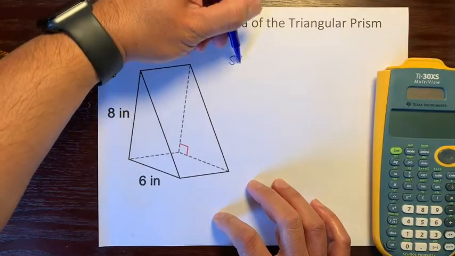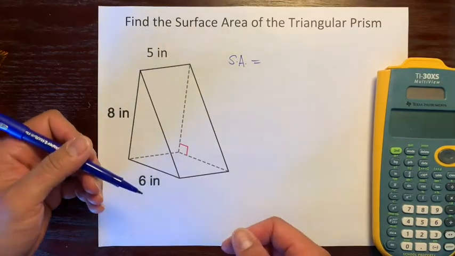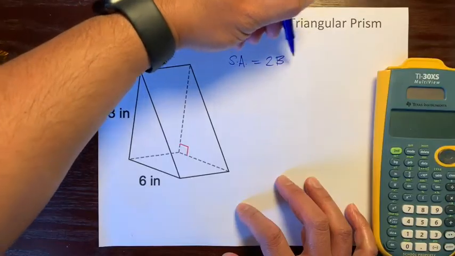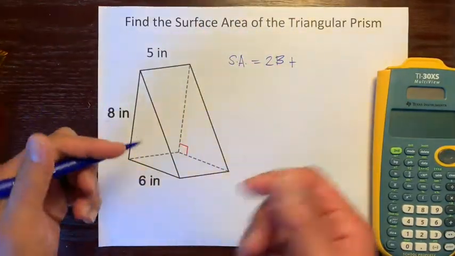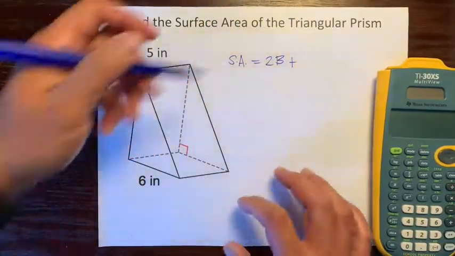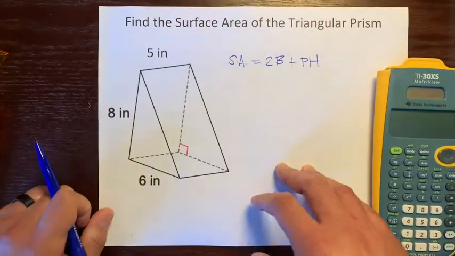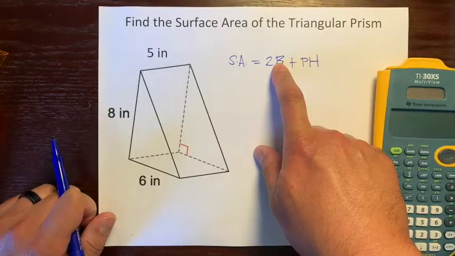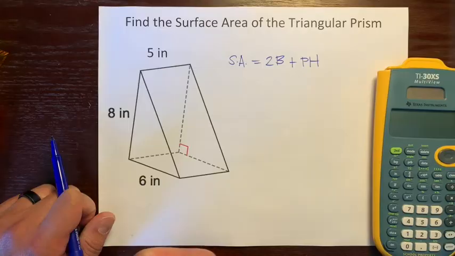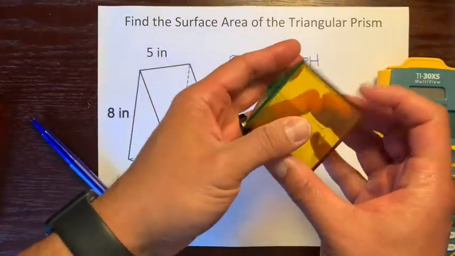So surface area, we'll just put SA is equal to, how many bases does a prism have? It has 2. And so we'll write 2B plus everything else in between. So the lateral area, which represents P times H. The B stands for base area. The 2 represents the two bases that a prism has. The P and the H represent the area of everything in between.